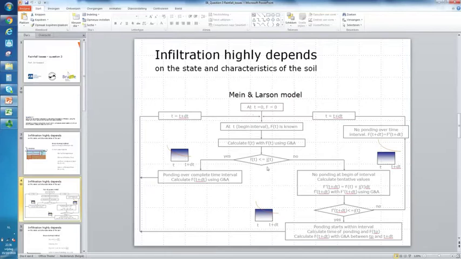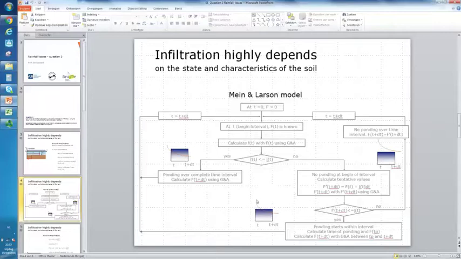Oppositely, if we don't have infiltration capacity that is lower or equal to the rainfall intensity, we actually have more capacity than the rain that falls, and everything will infiltrate, specifically now at the start of the interval. So that's what is mentioned here. And then we can calculate some tentative values, because there are 2 options.